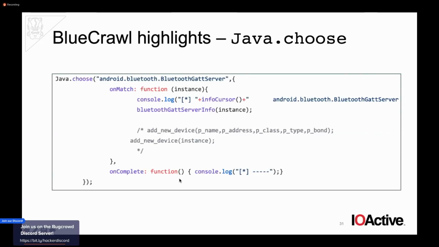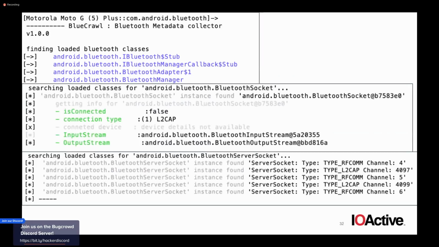And then we do have an onComplete function here. So after we're finished enumerating all those instances, we're just going to output a log line to indicate that we're done. So what this looks like once you run this, and I ran this on my Motorola Moto G5 Plus, what we can see is, first of all, in that first screenshot, it's enumerating all of those loaded Bluetooth classes that it found on my device. And then in those second two screenshots, what we can see is these are instances where java.choose was used, and Frida found some specific instances of the class specified, and we processed it and we printed that out to the screen. And this is only a portion of the information that BlueCrawl outputs.